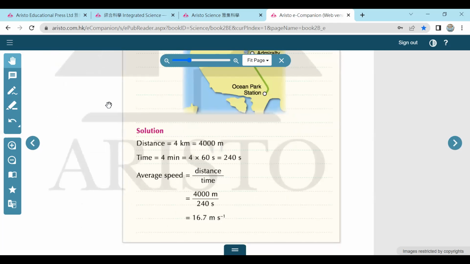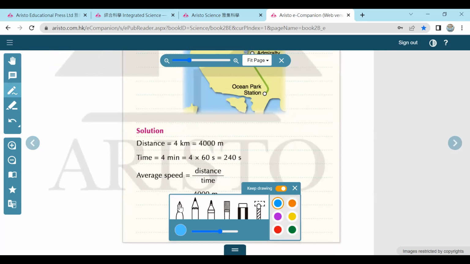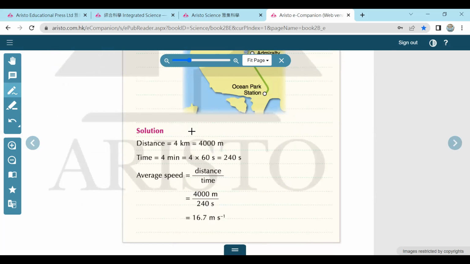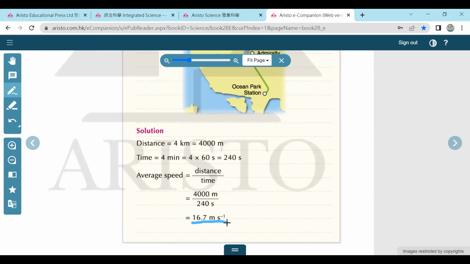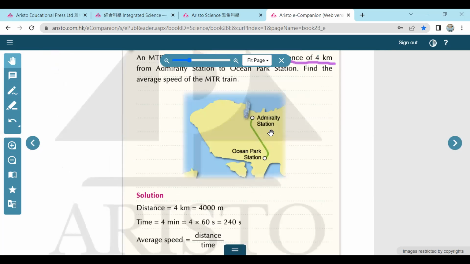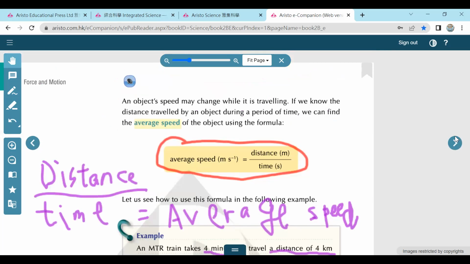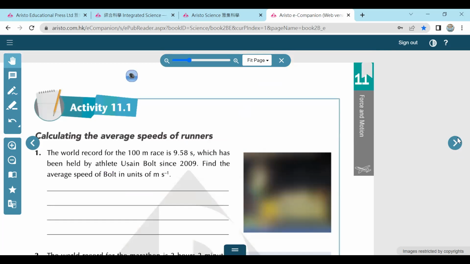The distance is 4 kilometers, which means 4,000 meters, so 4 times 1,000. The time is 4 minutes, 4 times 60 seconds, which means 240 seconds. The average speed is 4,000 meters over 240 seconds. The answer we got there is 16.7 meters per second. Okay, so no problem, right? Okay, next page.